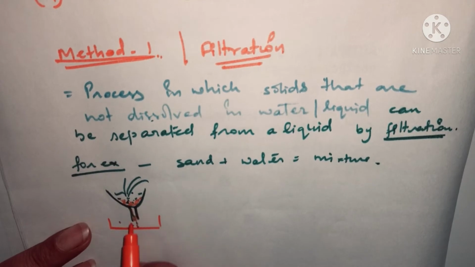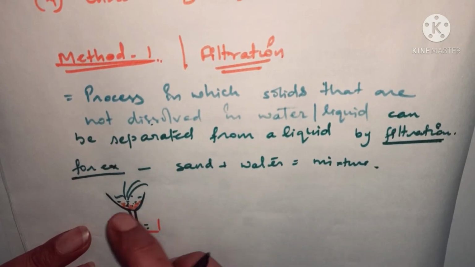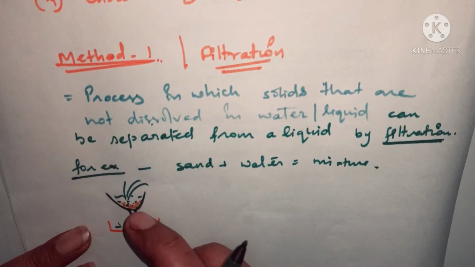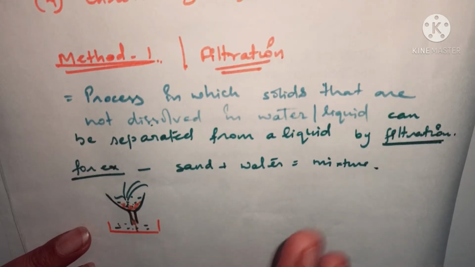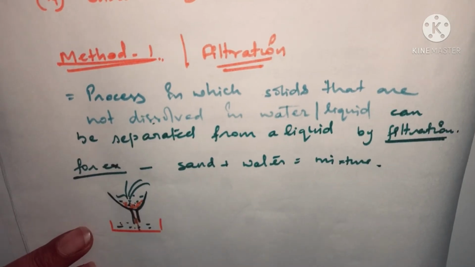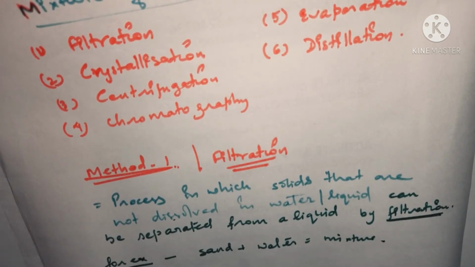What is happening? The liquid part is coming into the container, and the sand particles are accumulating here on the filter paper. You can see the filter paper is stopping the sand particles from moving through it. Got it? Now, you know how to make a filter paper in a conical shape. It can be made into a conical shape. So this is how we use the filtration method.